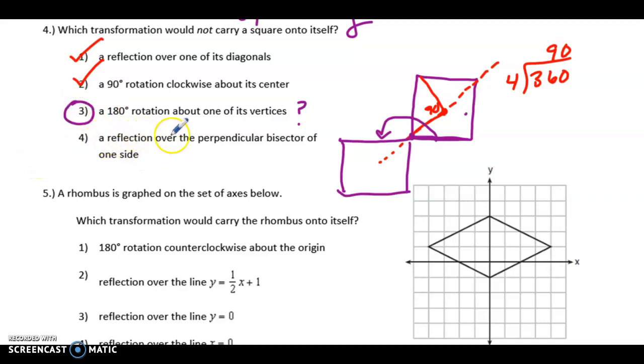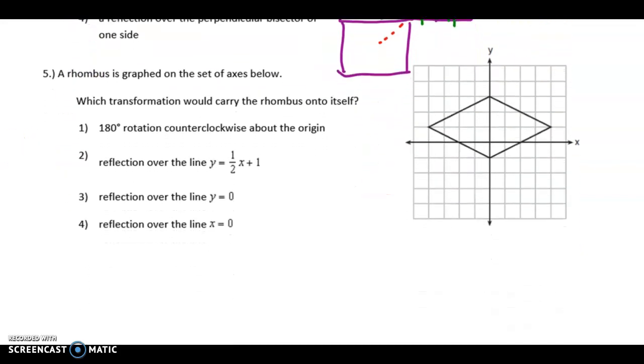The last one was a reflection over the perpendicular bisector of one side. The perpendicular bisector of one side would look like this. And if I reflect over that line, then this side falls on top of that side. So that one's good. Last one, number 5.